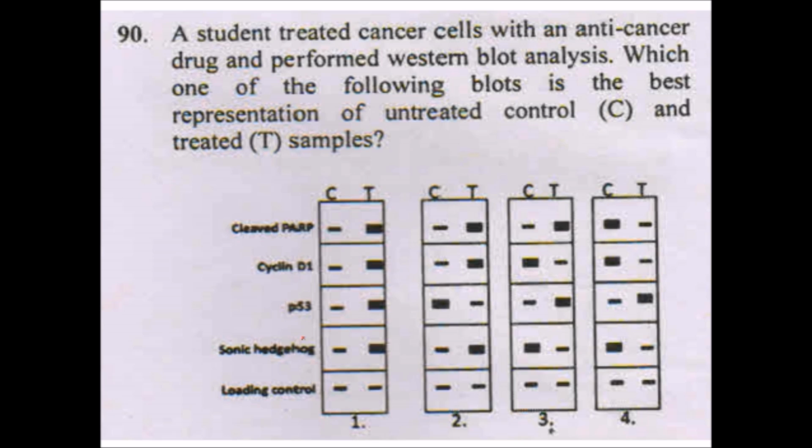So in the case of mammals, this band shows cyclin D1, and this Sonic Hedgehog factor is high in the patient. So on treating it, there should be a high level of p53, which is involved in apoptosis, and cleaved PARP, which is also involved in halting the process of the cell cycle. So the option will be number 3.